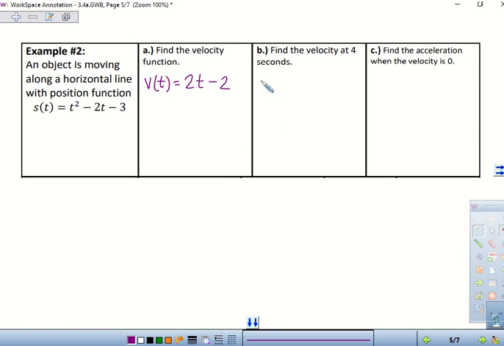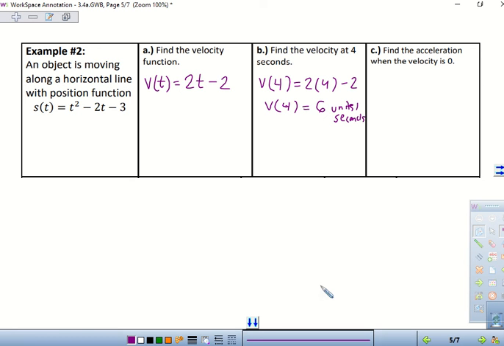Then it wants you to find the velocity at 4 seconds. So what are we going to do? Plug in 4 for t. So that's going to give you 6. And since they didn't give us units, you can just say units per second. That happens a lot in math. They don't give you the initial unit.